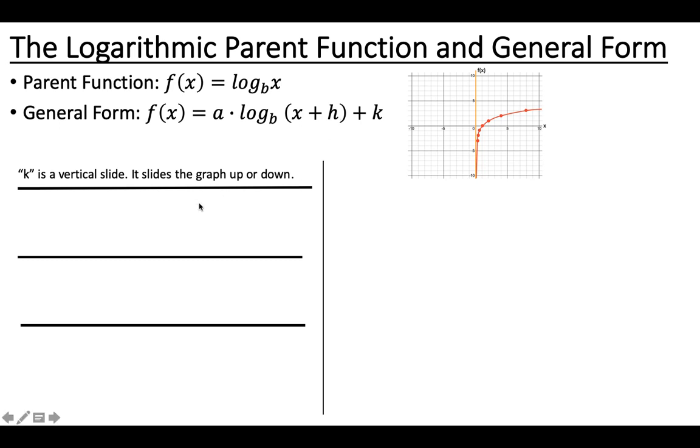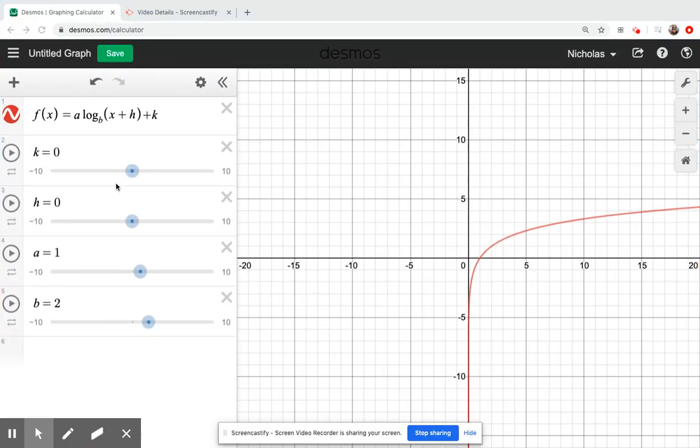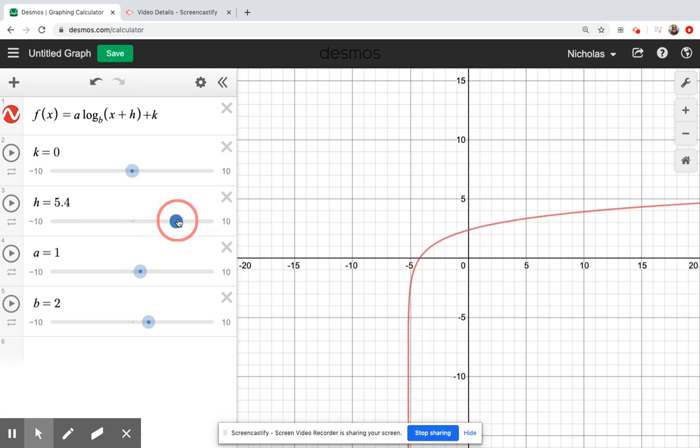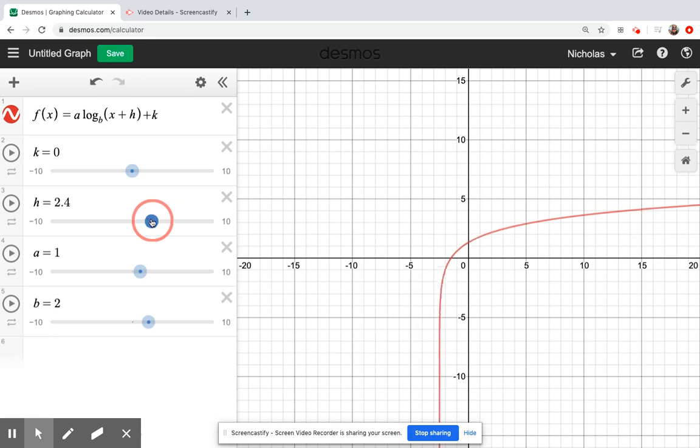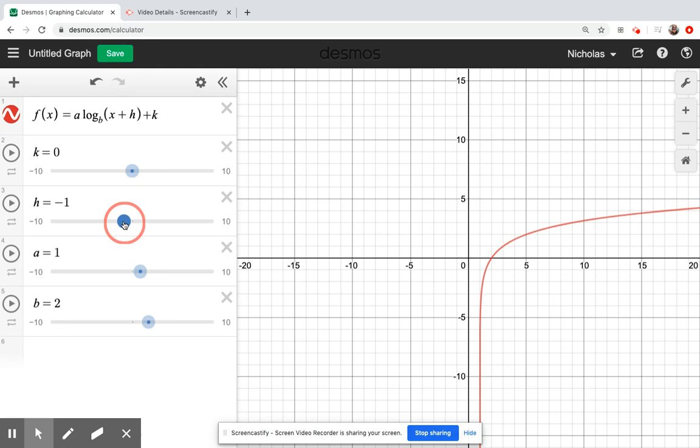Okay, so let's go ahead and talk about the other letters too. Next thing I want to look at, we looked at k, now h. This time h is on the inside of the parentheses with x. K was a vertical slide, it may move the graph up or down. So you might already have a guess as to what's going to happen if we change h. If I make h bigger, what happens? The graph is sliding to the right. What if I make h smaller, and even more so if I make it negative? What happens?